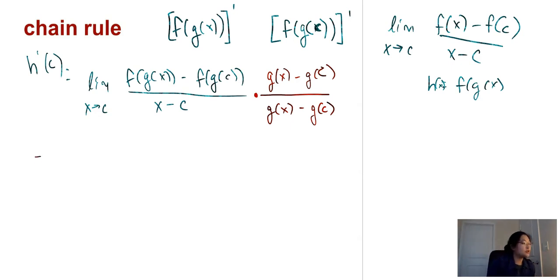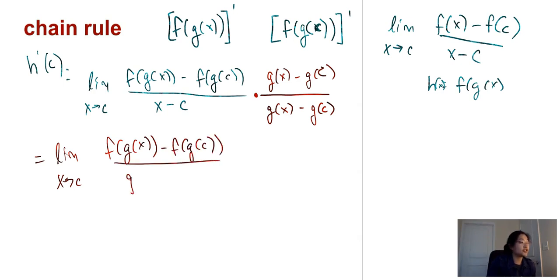But if we do this, and we know that multiplication is commutative, right? Then we can look at this limit as x approaches c of f of g of x minus f of g of c all over g of x minus g of c, times g of x minus g of c all over x minus c.